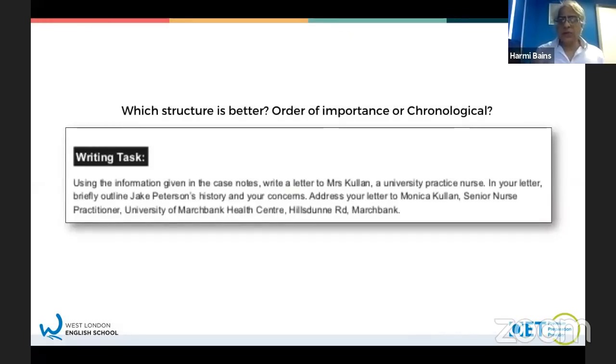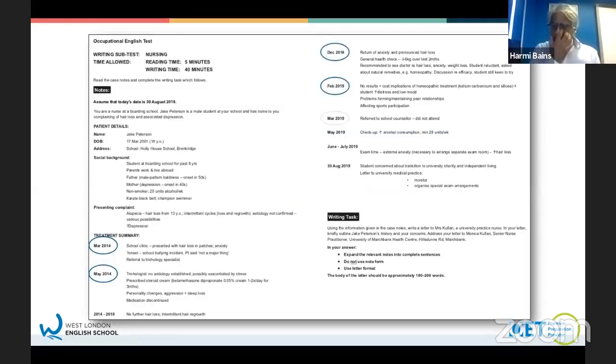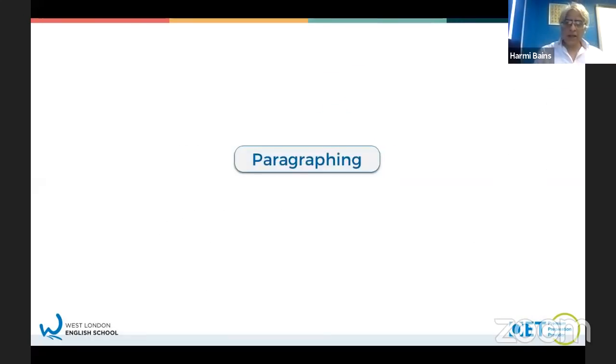Okay, so again, which structure is better? Would you use order of importance or chronological? In this task here, you can see there's lots of dates, and actually with this task, chronology was better. Now, you might have combined the visits together. There's too many visits there to write one paragraph for each visit. You would have to combine these together. Okay, so that's a couple of structures. Hopefully that can help you and really get you thinking about how you're going to organize your letter.